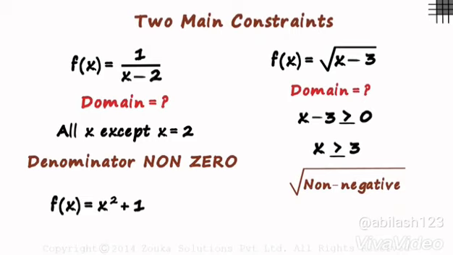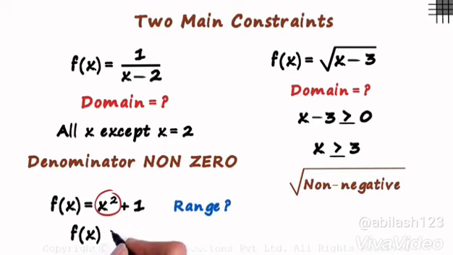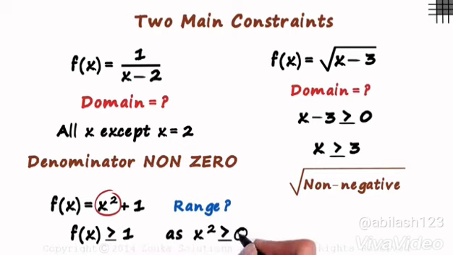Now for the last problem of this session, find the range of this function. By range, we mean all possible output values. Look at this term. Can it be negative? No. The square of any number will be greater than or equal to 0. So the minimum value of the function will be 0 plus 1, which equals 1. f of x will be greater than or equal to 1 as x squared will be greater than or equal to 0.